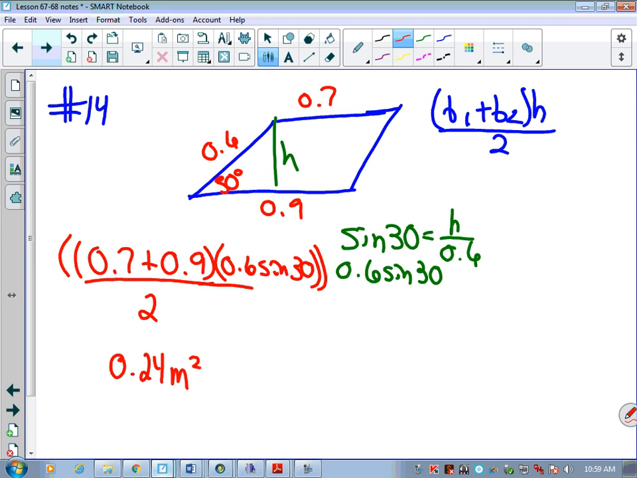Read the question. You guys don't have the document pulled up. This is where they're going to get you on this question. It says find the area of this trapezoid in square centimeters. Your natural inclination is to multiply by 100, right? But because it's area, I have to multiply by 100 squared. So 0.24 times 100 squared is 2,400 centimeters squared.